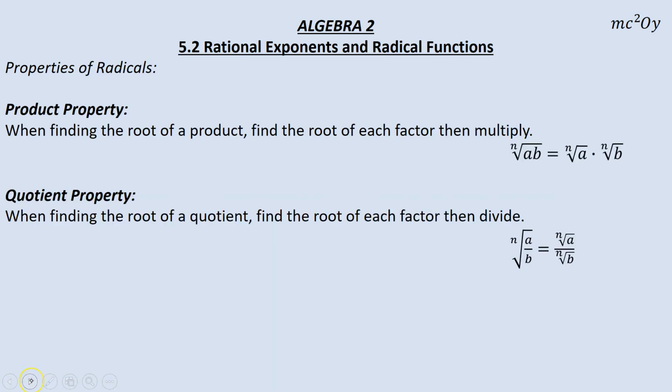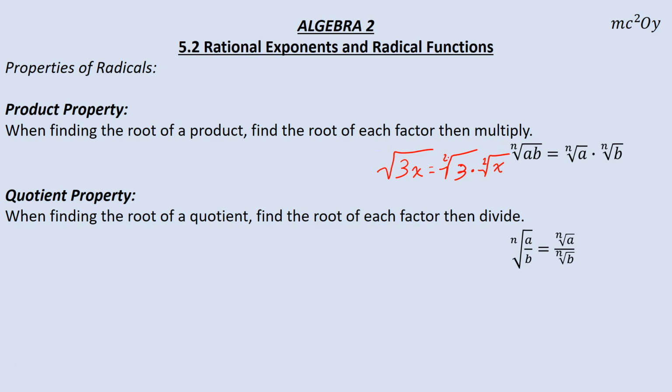All right, let's go ahead and move on here. Properties of radicals. So when finding the root of a product, find the root of each factor and then multiply. So once again, say I'm dealing with 3 times x and maybe the second root. What that really means is I'm doing the second root of 3 times the second root of x.